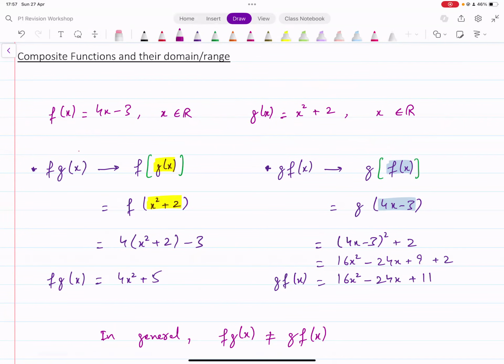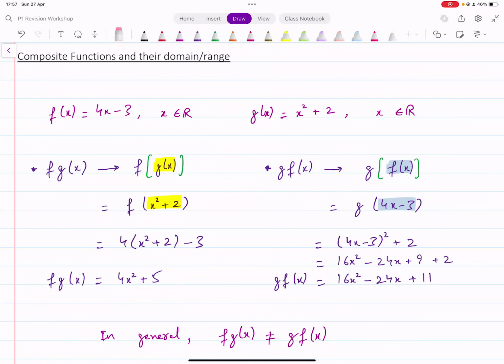How do you evaluate the function fg of x? Now, fg of x basically means that you want to input g of x inside the function f. So the way to evaluate this is that you introduce an extra bracket like this, and then you say inside the function f you have to input g. The function g is x squared plus 2, and then you're saying f of x squared plus 2. Inside this function, wherever you have x, you just replace that with x squared plus 2, simplify this, and you get the function fg of x.